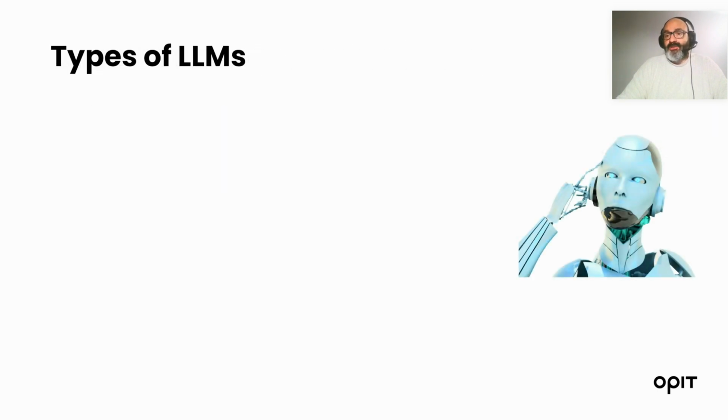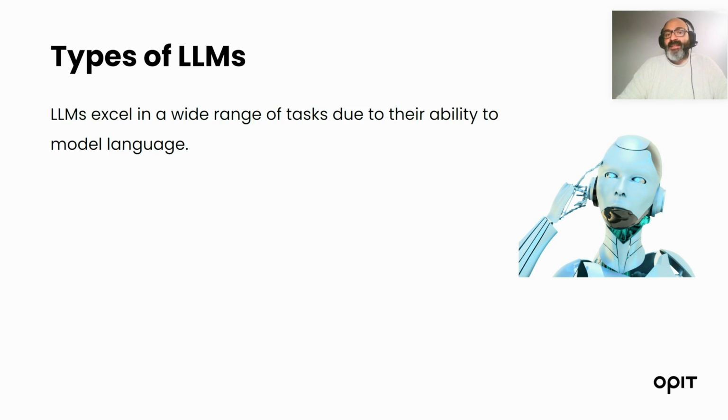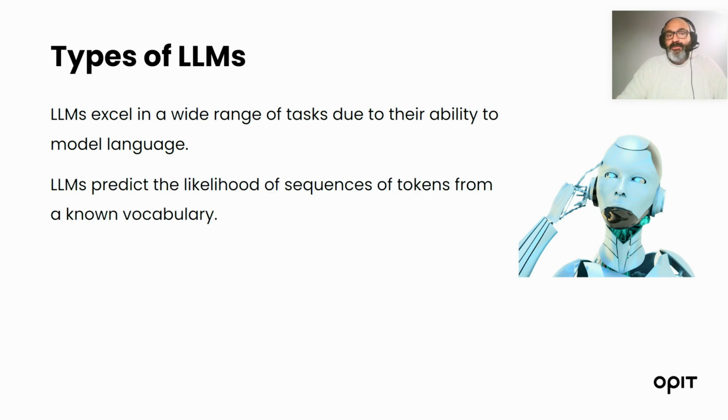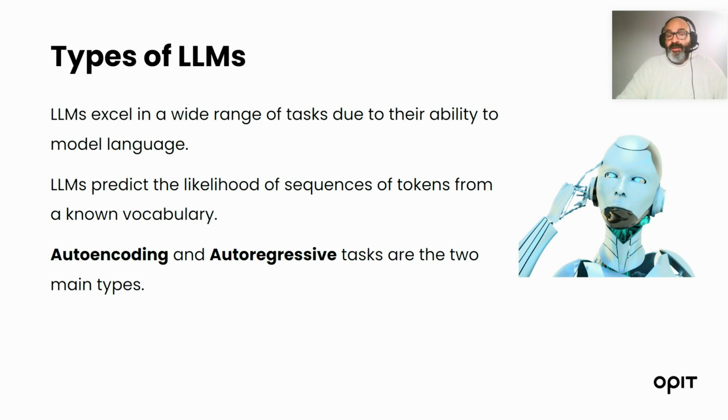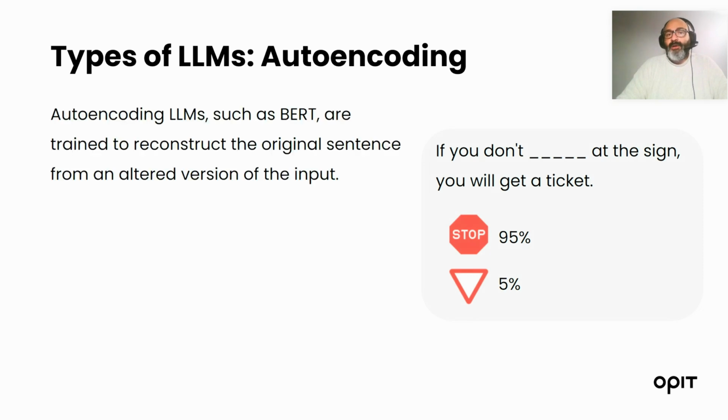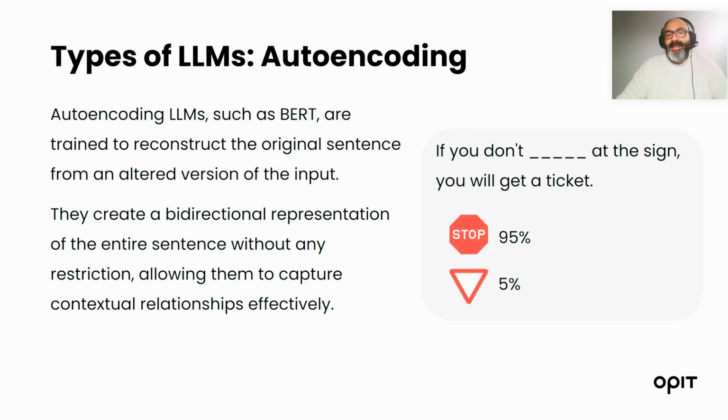Which are the types of LLMs? LLMs excel in a variety of tasks due to their ability to model the language. LLMs predict the likelihood of a sequence of tokens from a known vocabulary. Autoencoding and autoregressive tasks are the two main types of LLMs. What does it mean, autoencoding? Autoencoding LLMs, such as BERT, are trained to reconstruct the original sentence from an altered version of the input. They create a bidirectional representation of the entire sequence without any restriction, allowing them to capture contextual relationships effectively.